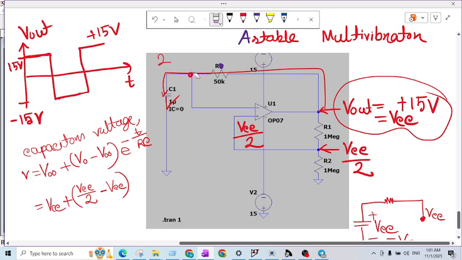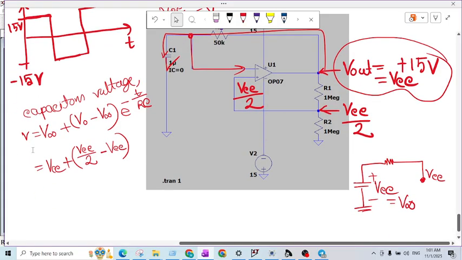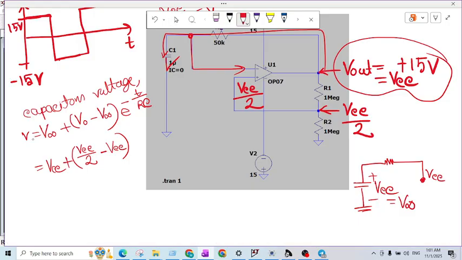And when this capacitor's voltage will be VCC by 2, you will see that this voltage appears here and the transition will occur. That means when the capacitor's voltage V is equal to VCC divided by 2 in this formula, you will see a transition. I think you understand it. Okay, so let's find the T. Let's say it is actually T1.